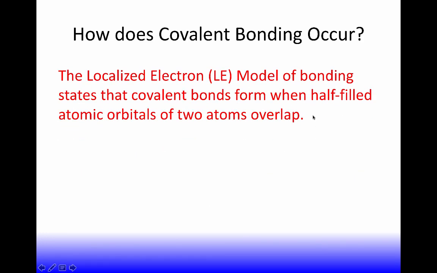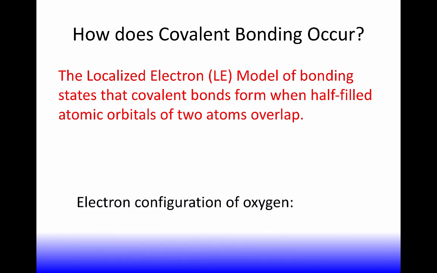Now, this description of how bonds form is referred to as the localized electron model of bonding. This applies to covalent compounds. In this model, covalent bonds form when half-filled atomic orbitals of the 2 atoms overlap, and they will then form a new orbital that has 2 electrons. It's really called a molecular orbital, but whatever. Overlapping atomic orbitals works for this.